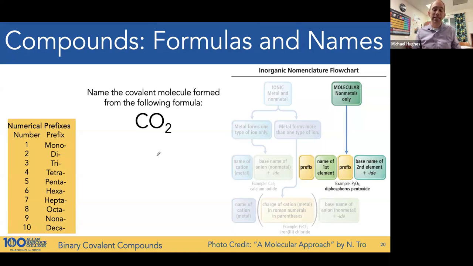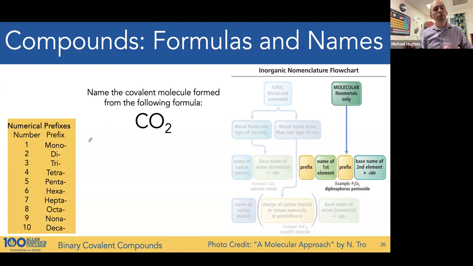And in this and only this case, will we be using the Greek prefixes: mono for 1, di for 2, tri for 3, tetra for 4, penta for 5, hexa for 6, hepta for 7, octa for 8, nona for 9, and deca for 10. Only when there are no metals do we use prefixes to tell us how many of each element are there. It's tempting, once we learn how to use prefixes, to want to use prefixes for all nomenclature, but we're only going to use the prefixes when no metals are present.